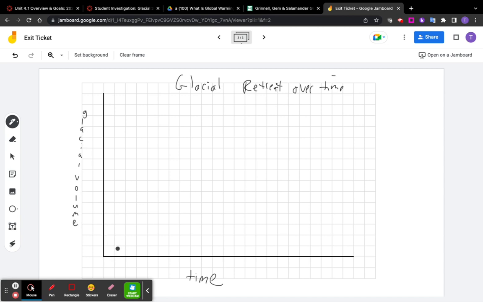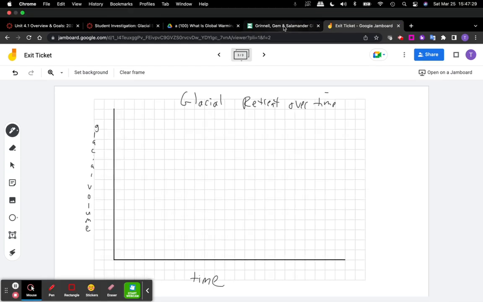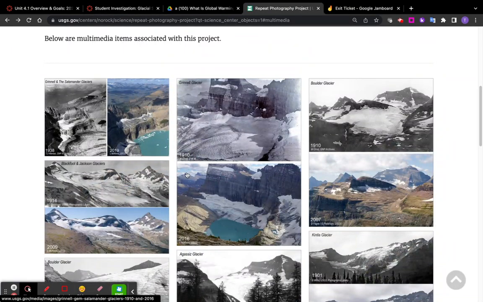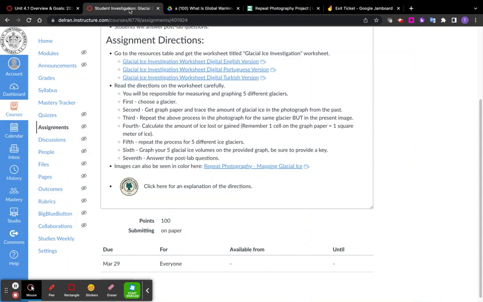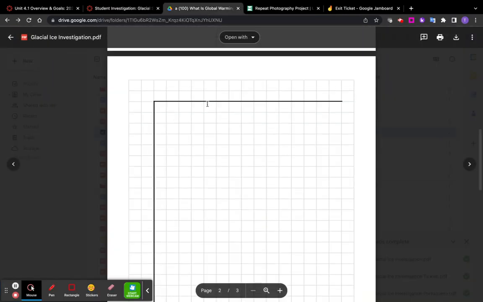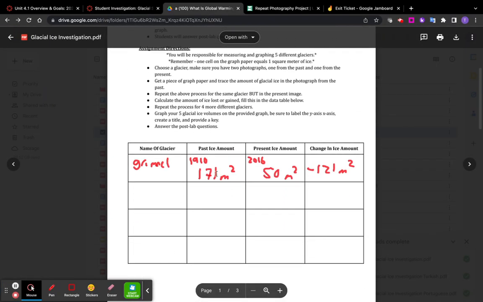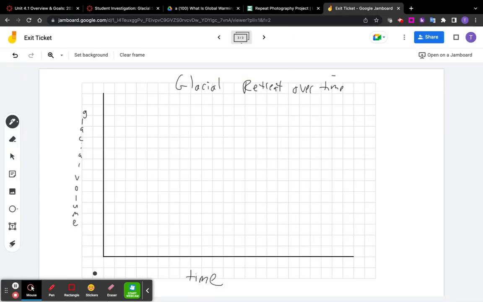Now what you're going to have to do is determine where your date is going to start and end and where your glacial volume is going to start and end. That's going to be specific to your data. Now if we look, there's some of these glaciers from 1938, 1910. There's one from 1901. Yeah, this one over here. So whatever you have, you first have to finish your data table here. Then you determine for your own unique data where you're going to start your time and your glacial volume.